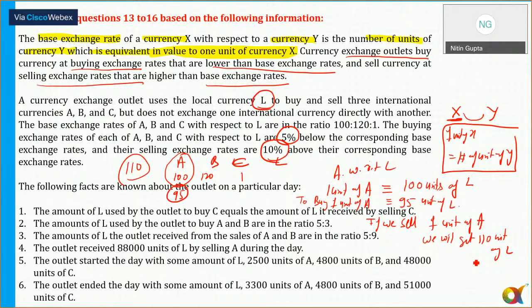So if I am selling 1 unit of A, in return, I'll get 100 units of L. That is the currency. And buying means money is going away from me. अगर पैसा मेरे पास जा रहा है तो it means इसका मतलब क्या है कि अगर 1 यूनिट मैं खरीद रहा हूं तो 1 यूनिट को खरीदने में मुझे 95 यूनिट of L local currency की जरूरत पड़ेगी. So any doubts to anyone as far as the understanding of the first and second paragraph is there?